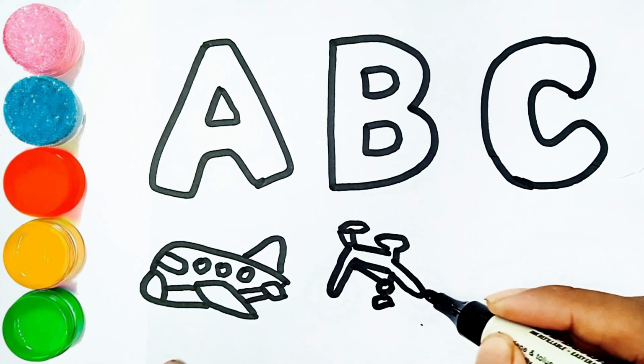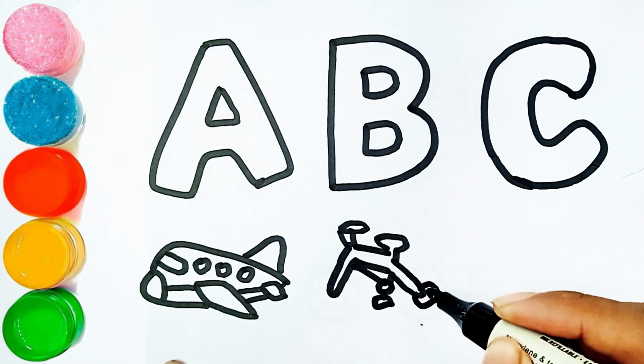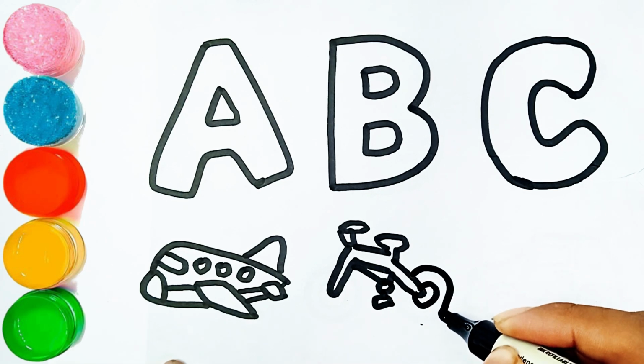This is the letter B. B is for banana. The bananas are yellow.